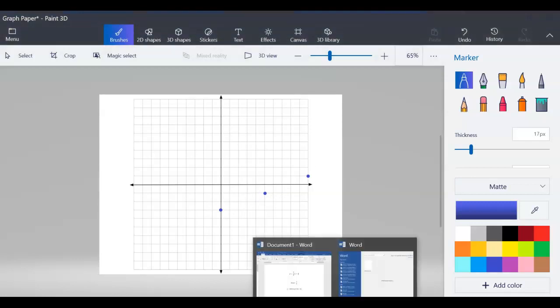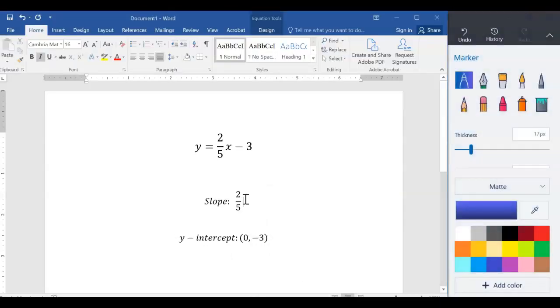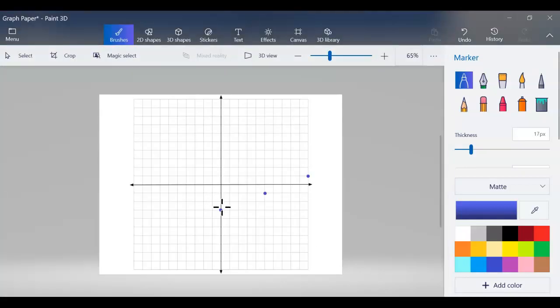Now, the other thing you can notice about these slopes is that this fraction is equivalent to -2 over -5. Positive over positive is the same thing as negative over negative. So if you needed another point, you could have gone down 2 and to the left 5. I think that's it right there. Okay, so you get that pattern.